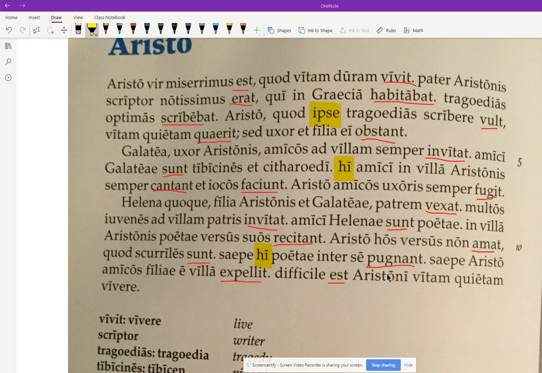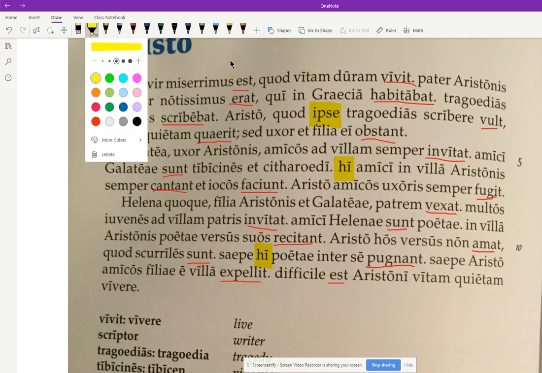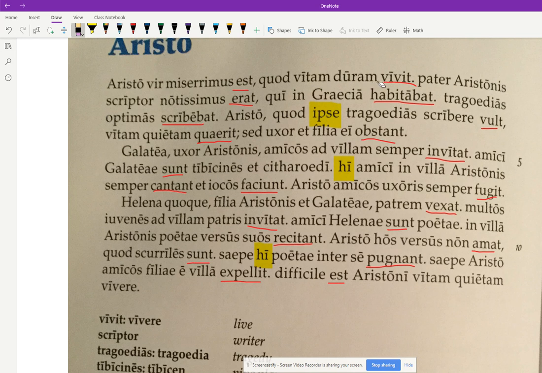Quod vitam duram vivit. So quod here must be because. Can't be which because there's no neuter antecedent. Plus because is going to sound better here. So because vitam duram vivit, because he lives a hard life.